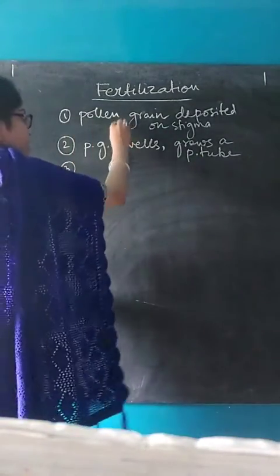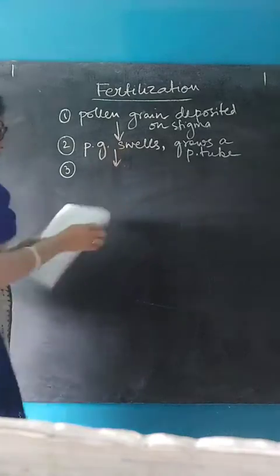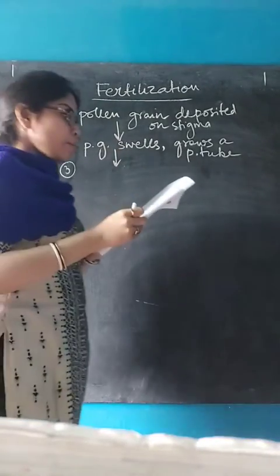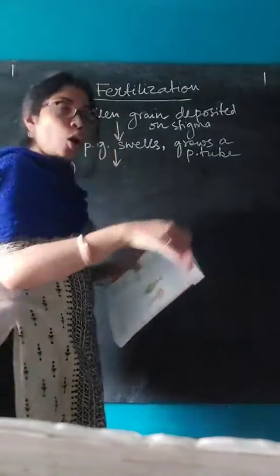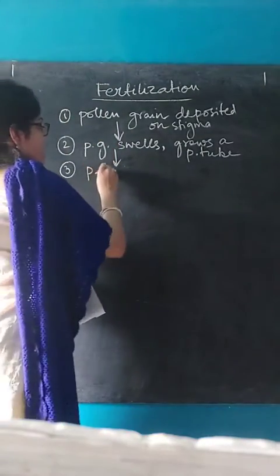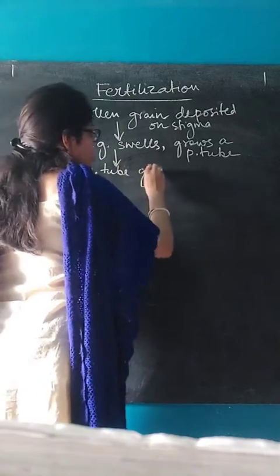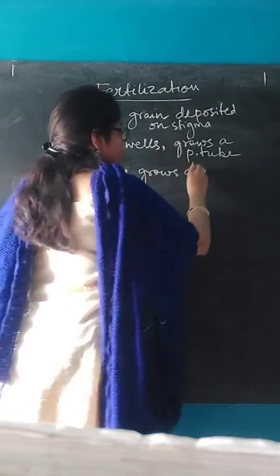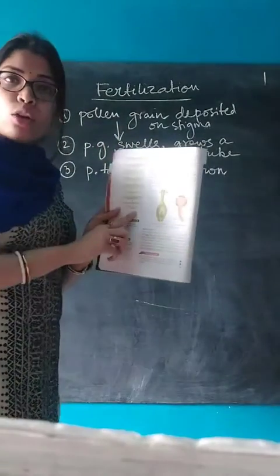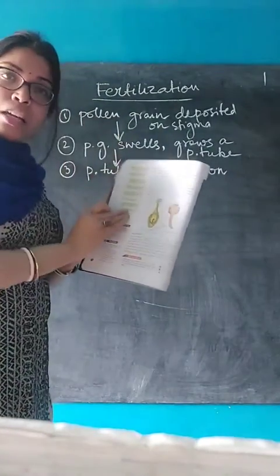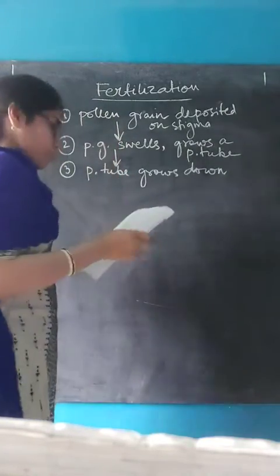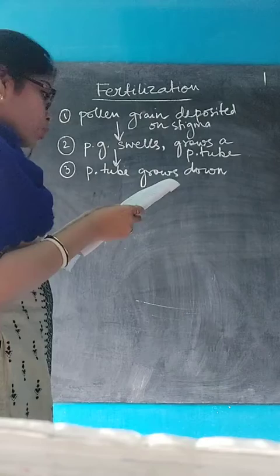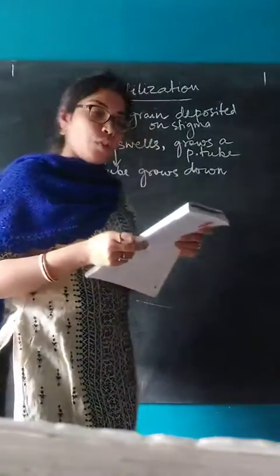You can write. You will have to put arrows in between. Okay. The third stage is the pollen tube grows down through the style to reach the ovules inside the ovary. I am writing in short, but while you write for the examination, you will have to write the whole thing that is written here. But just to explain right now, I am writing in short. So the pollen tube grows down to reach the ovules inside the ovary.